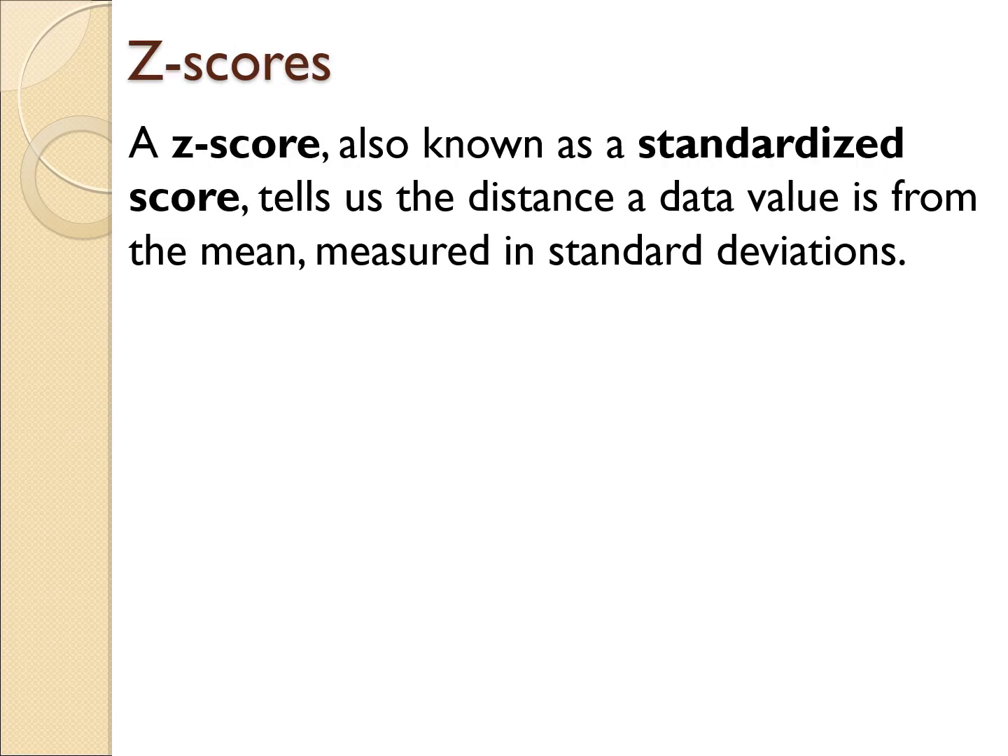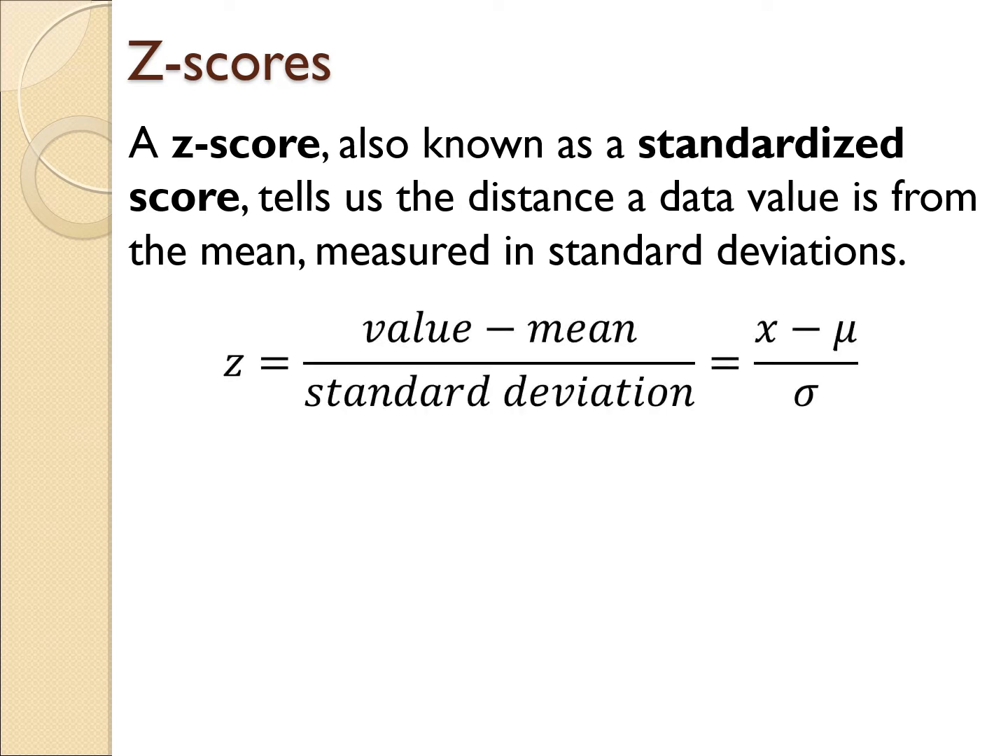Now, another way that we can identify the position of a data value within a distribution is with something called a z-score, also known as a standardized score. And what a z-score tells us is the distance a data value is from the mean measured in standard deviations. So here we have the equation for a z-score. On the top of this fraction, we're going to take our data value and subtract the mean. That difference gets divided by the standard deviation.